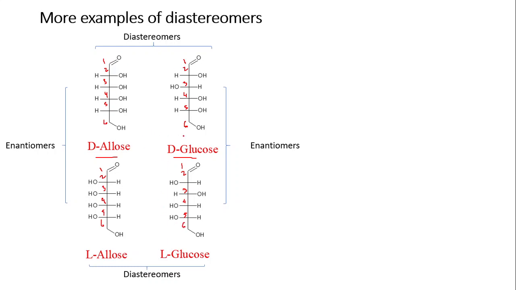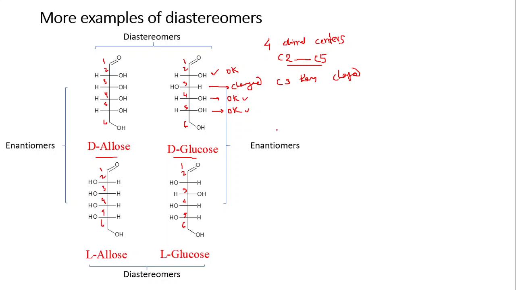So you can see that glucose and allose are diastereomers because of the following. How many chiral centers are there? There are 4 chiral centers in both of them, that is C2 to C5. Why are they diastereomers? Because C2 is unchanged. C3 is changed. C4 is unchanged. C5 is unchanged. Only one carbon out of the 4 chiral carbons, that is C3, has changed out of C2 to C5. So they are diastereomers based on the definition we just learned.